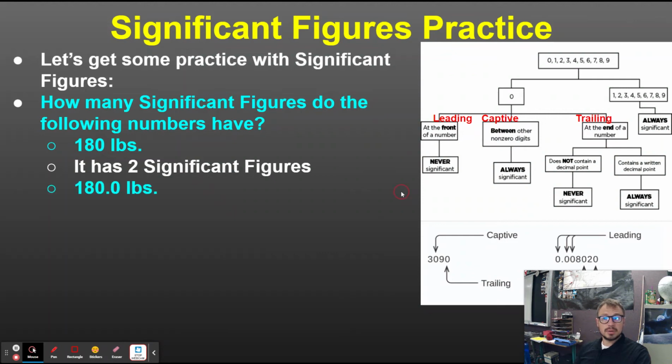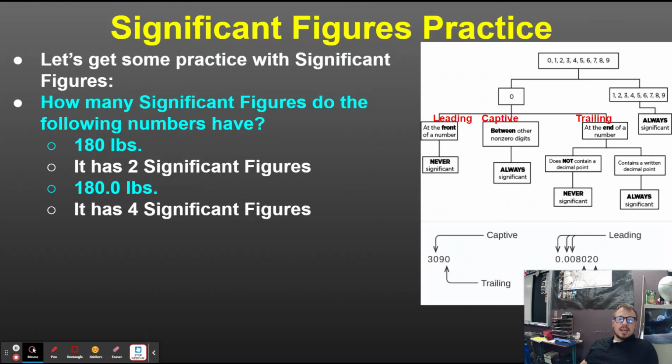Now let's say I step on a scale and it says 180.0 pounds. I know the 1 and the 8 are significant. Let's look at the trailing zeros. There is a decimal point, so those are significant figures. This has four significant figures. That's the difference. It has to do with the resolution of that instrument. Just looking at somebody and saying about 180, that zero is a placeholder, but stepping on the scale and it says 180.0, those zeros have been measured.